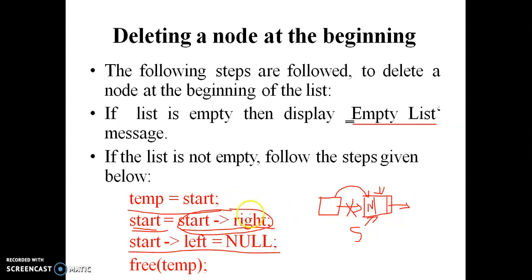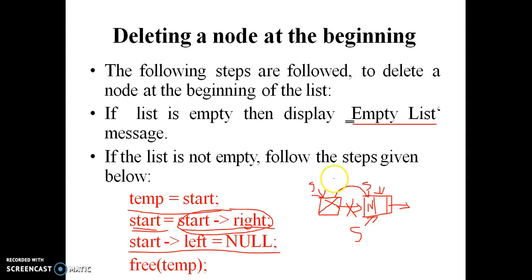So first we assign the next node address into the start variable. Then we assign start of left equals to null. This was initially the start node, and the start node's next node is this one. This node address is assigned to our start variable. Next we assign the left of the start node as null. Then this node address is permanently removed from the memory.